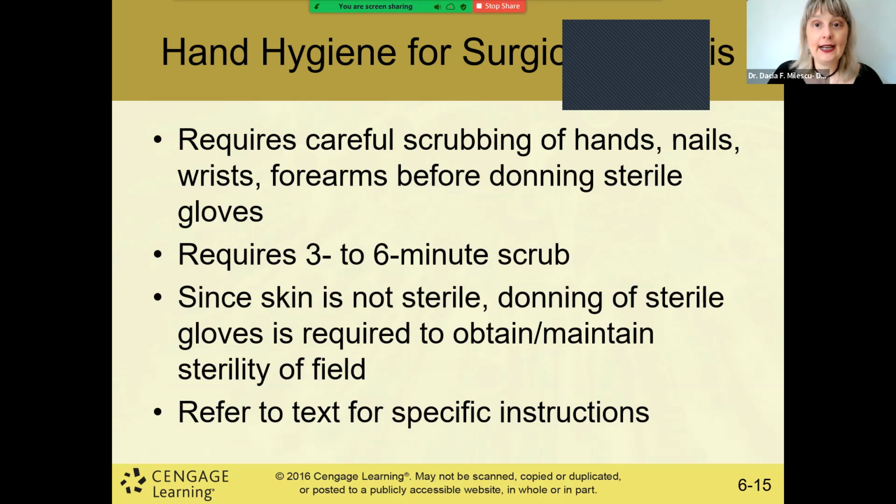All right, so hand hygiene for surgical requires careful scrubbing of hands and the nails and the wrists all the way up to the forearms. 3 to 6 minute scrub, up to 15 minutes if you have time. Since skin is not sterile, donning of sterile gloves is required, and to maintain the sterile field, you touch only the sterile side, not the unsterile side under the glove, okay? That's how you do it.